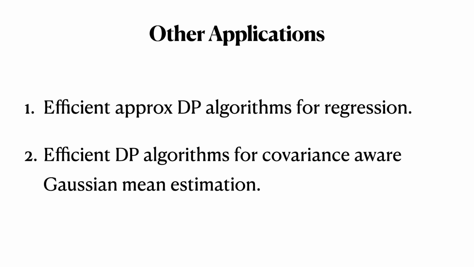Our techniques have several other applications. We are also able to give efficient approximate differentially private algorithms for regression, as well as efficient DP algorithms in both the pure and approx DP setting for covariance-aware Gaussian mean estimation, or the problem of estimating the mean of a Gaussian where the covariance is non-identity and unknown.